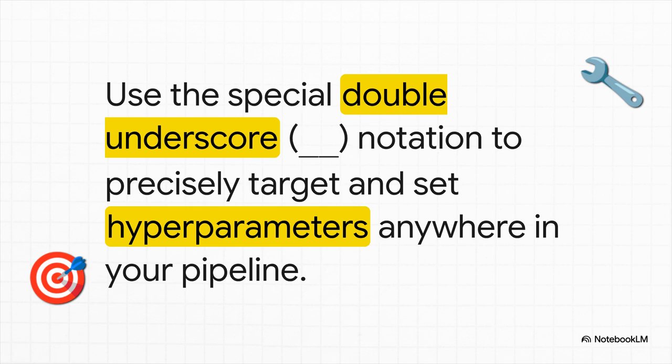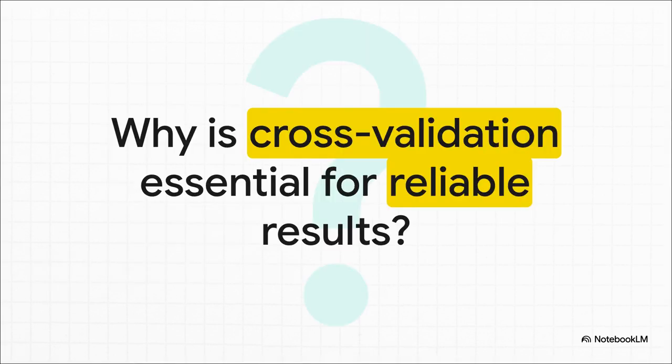It's super, super powerful. Okay, but as we start searching for these best parameters, there's a huge trap we need to avoid. How do we know we're not just getting lucky? Finding parameters that work great on our specific training set, but will completely fail on new data. We need a way to get a reliable result we can actually trust. And that is exactly why cross-validation is so essential.